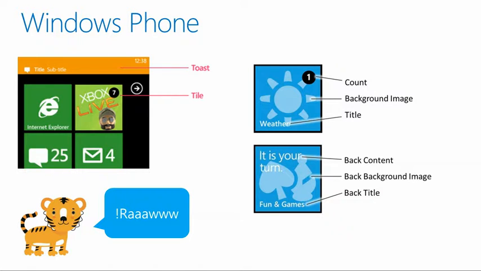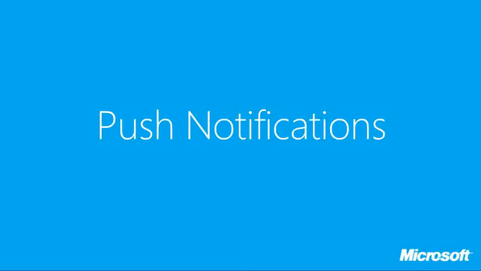So Toast, Tile, and Raw, but the Tile here, in this case, also supports Badge. So that's an important thing that I should distinguish. With Windows 8, when you send a badge notification, that's its own unique payload. You send a badge on its own. It's not composed with a tile. With Windows Phone, the count here is packaged as part of the payload for a tile. So you can't send the count independently of a tile notification in Windows Phone.